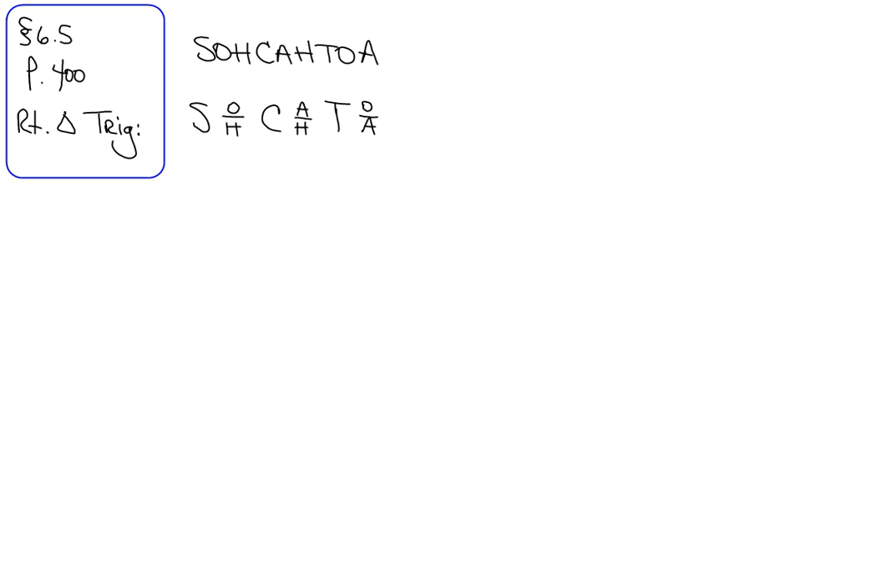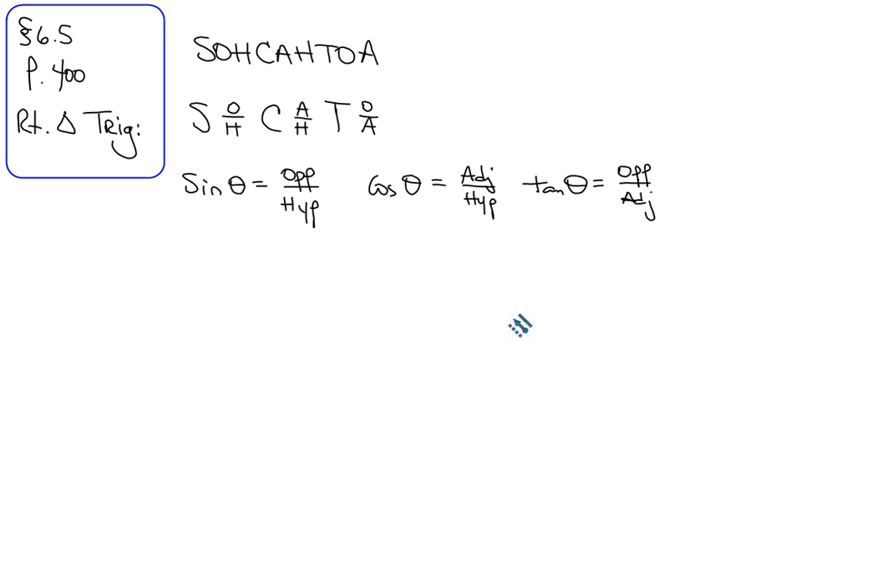What does SOH CAH TOA stand for? So this is our SOH CAH TOA. Remember, guys, sine is opposite over hypotenuse. Cosine is adjacent over hypotenuse. Tangent is opposite over adjacent. Remember that SOH CAH TOA only works for right triangles. Period. End of story. So you have to know for sure it's a right triangle.